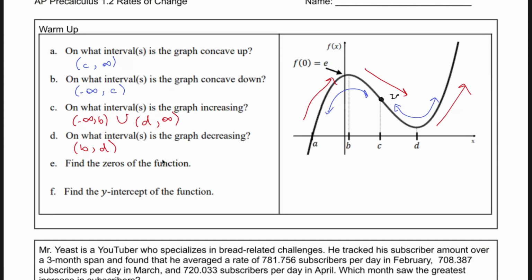Find the zeros of the function, which means where is it crossing the x-axis? Just once, just at A. So we'll say x equals A. And find the y-intercept. Well, that happens right here. When f of 0 is equal to e, your y-intercept is some arbitrary e. All right, so that's what we did in the last lesson.